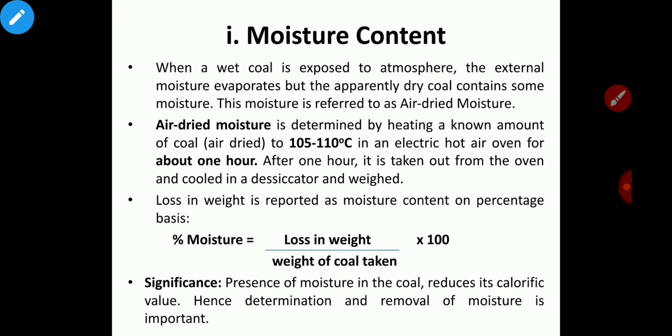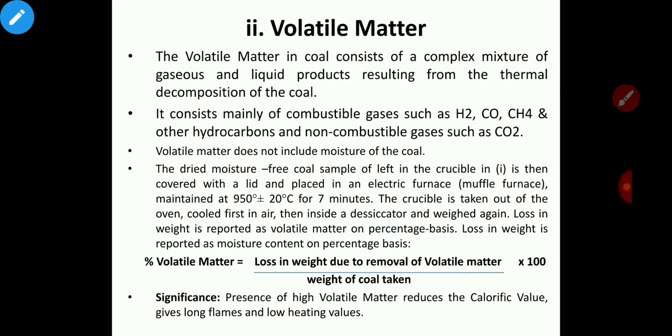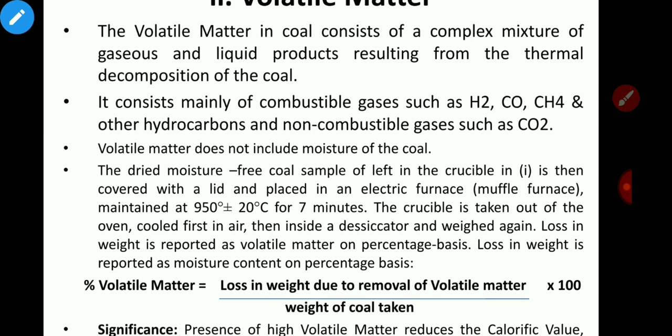I hope it is clear to everyone. So this is the moisture content. Now the second step is volatile matter. So it is a stepwise process. Remember, so first you remove the moisture content, you determine the moisture content, and then we have to move towards the volatile matter. So here you can see what do we mean by volatile matter.